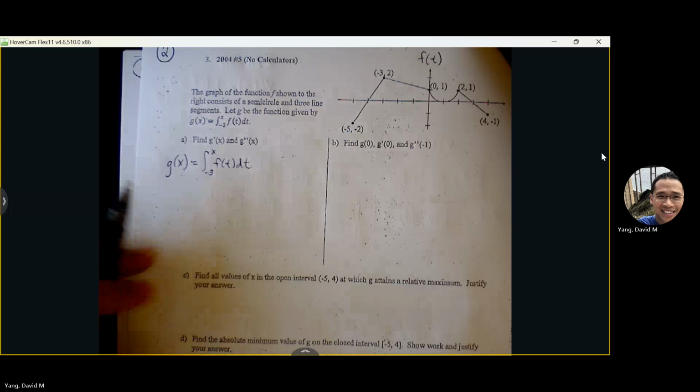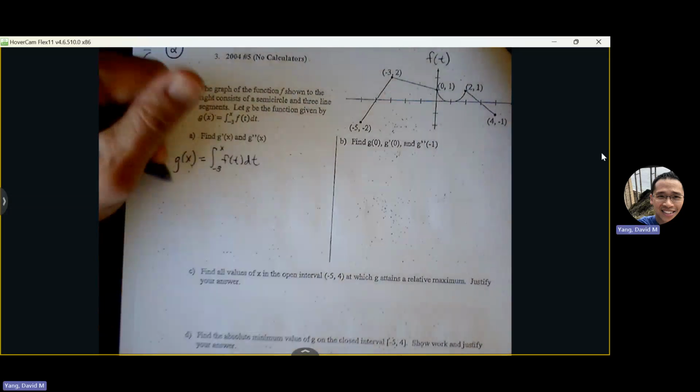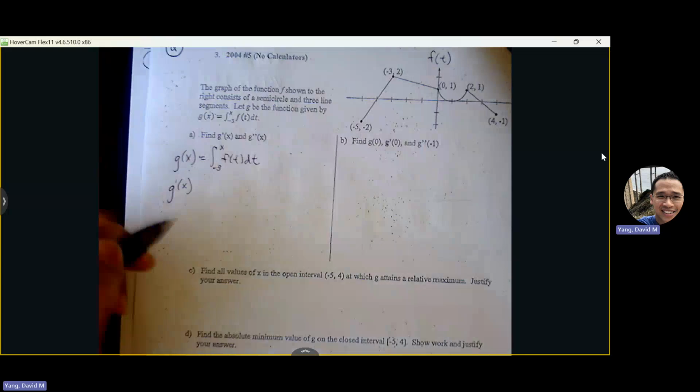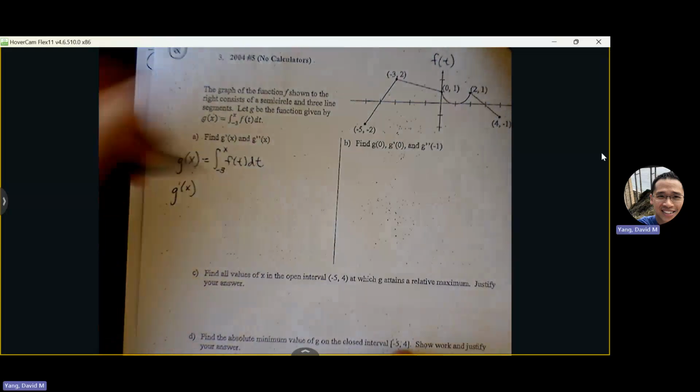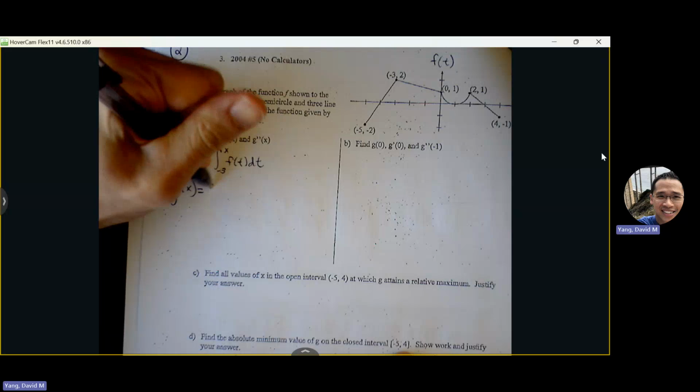So to make things a bit more clear here, let's find g prime. g prime is asking for us to find the derivative of this. And the derivative of this is basically this right here.